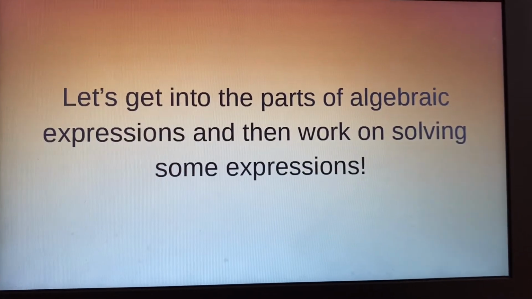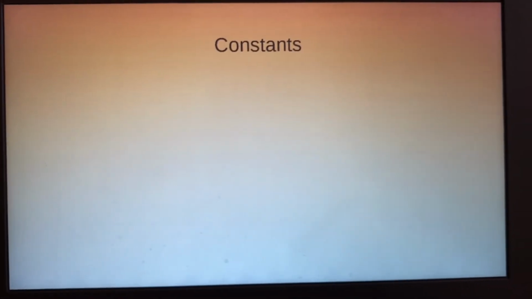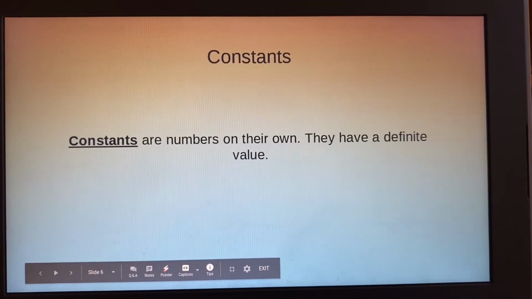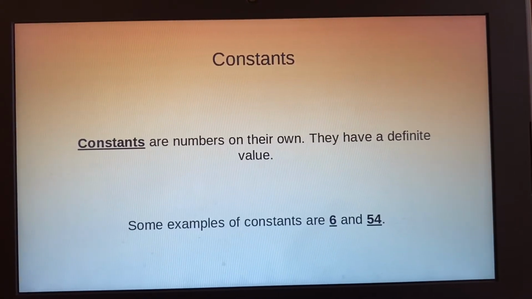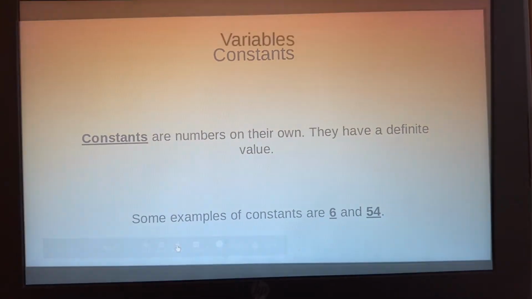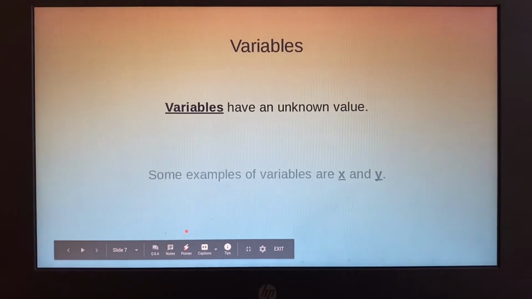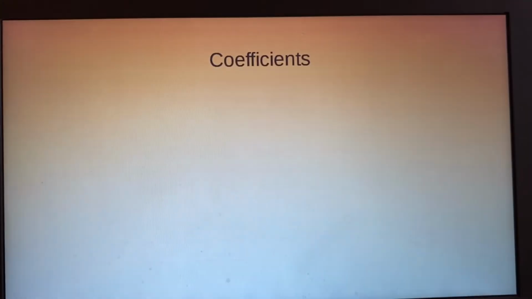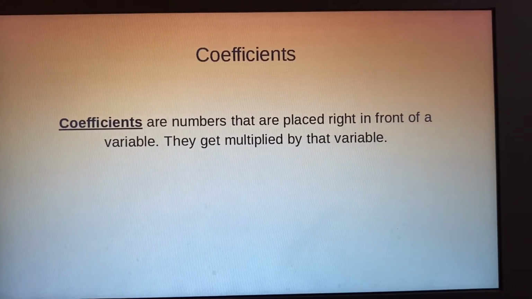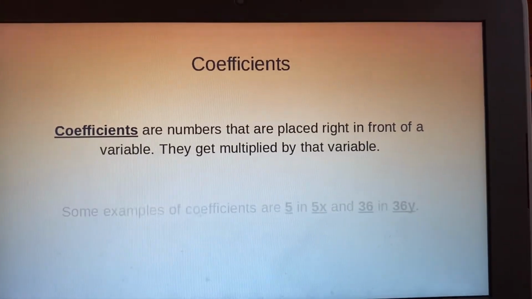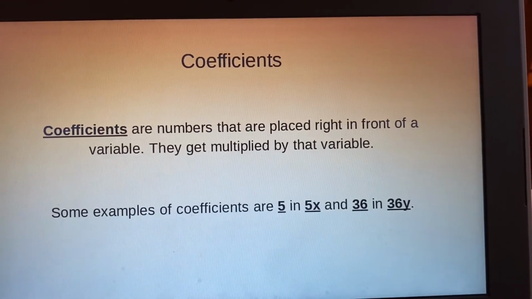Let's learn the parts of algebraic expressions, and then we will work on solving them. First, we have constants. Constants are numbers on their own. They have a definite value. Some examples of constants are 6 and 54. Next, we have variables. Variables have an unknown value. Some examples of variables are x and y. We also have coefficients. Coefficients are numbers that are placed right in front of a variable. They get multiplied by that variable. Some examples of coefficients are 5 in 5x and 36 in 36y.